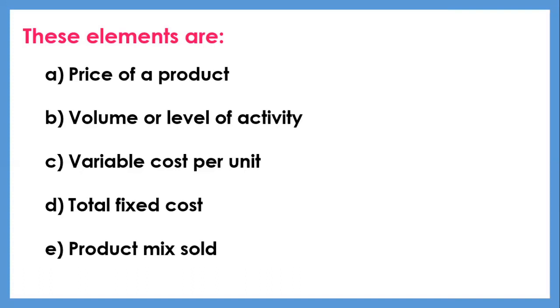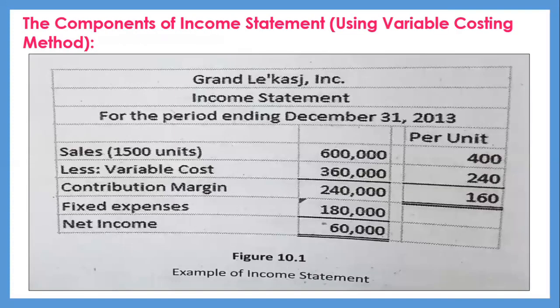Now, in today's lesson, managers make decisions daily that include marketing strategy, products to be manufactured and later sold, the pricing strategy to follow, and the facilities that will equip the company in doing all these business activity. Now, the components of an income statement using the variable costing method. Below is an example of an income statement with the components mentioned above.